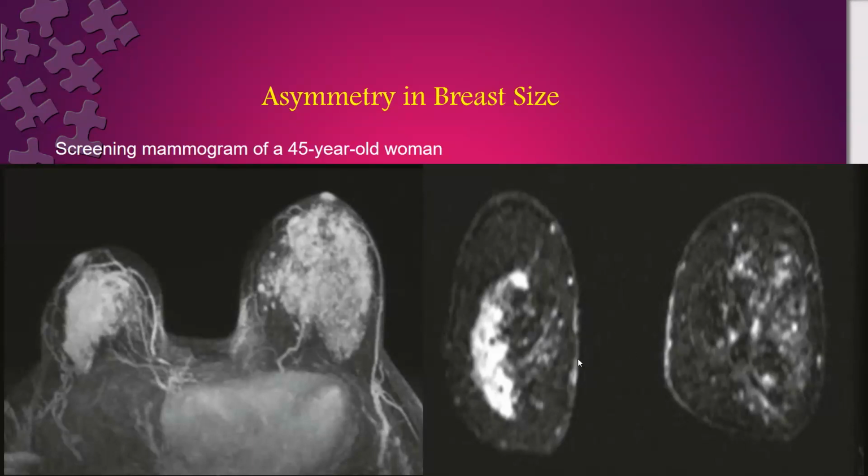Right. The right side. Yes, you have a large area of clumped segmental non-mass enhancement. And look for the vascularity here compared to the other side. And it is shrunken, okay? And this is abnormal enhancement. So the abnormal is?